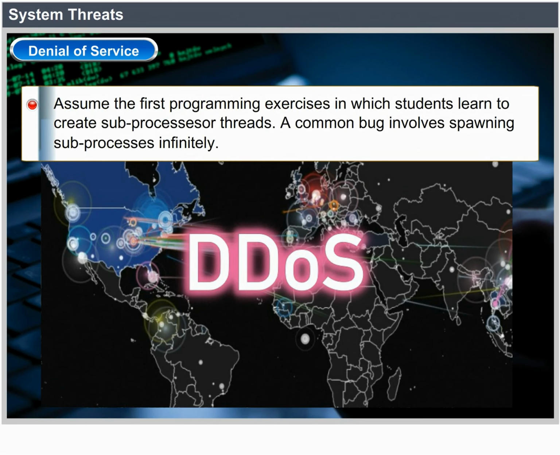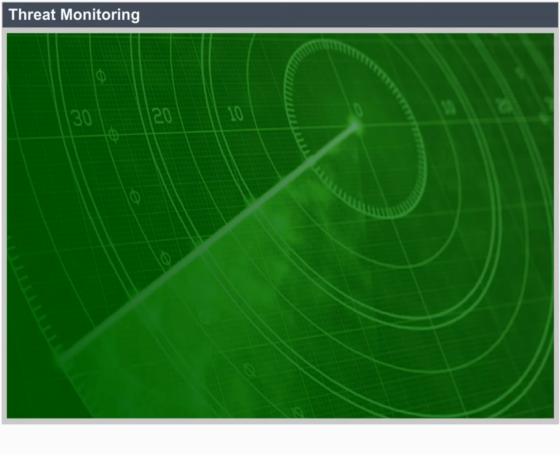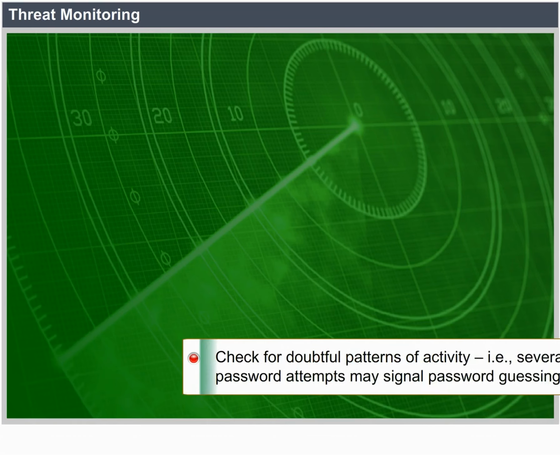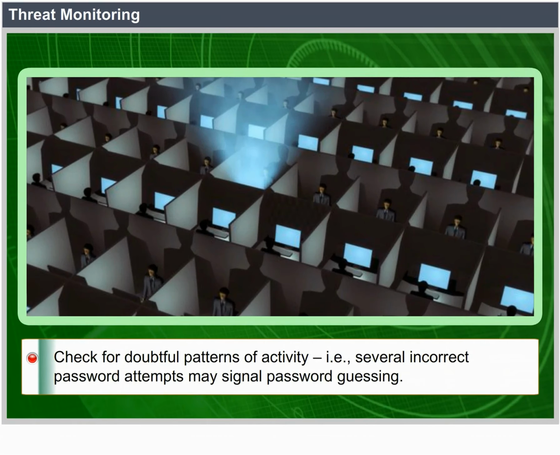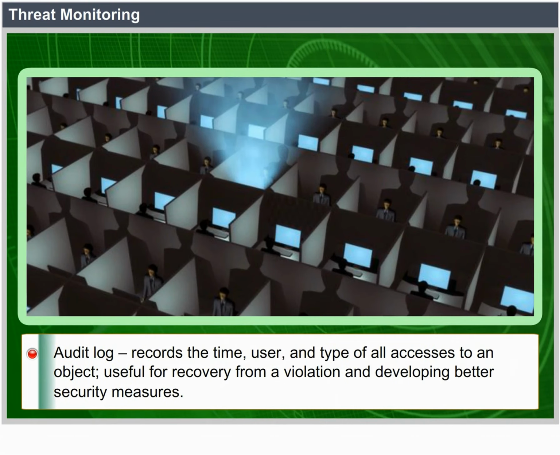Threat monitoring. Check for suspicious patterns of activity, that is, several incorrect password attempts may signal password guessing. Audit log records the time, user and type of all accesses to an object, useful for recovery from a violation and developing better security measures.